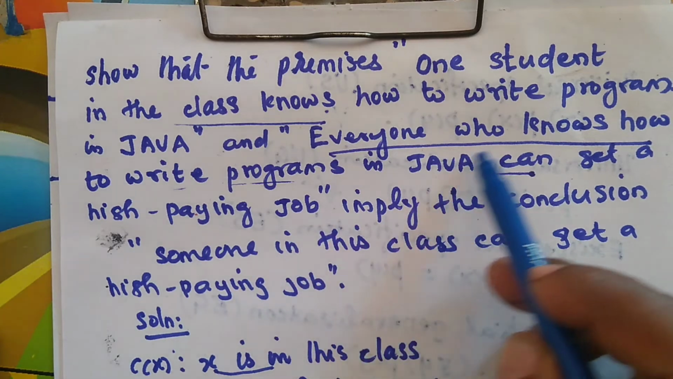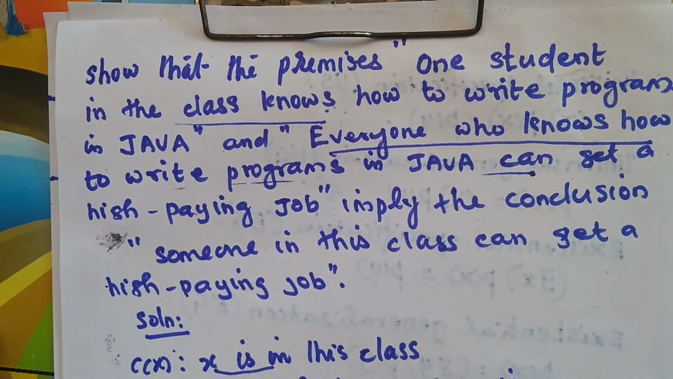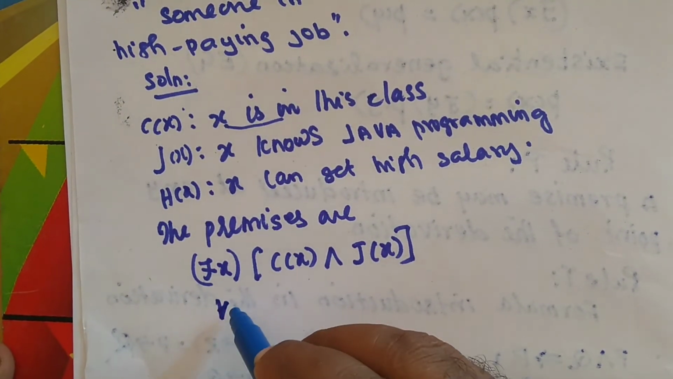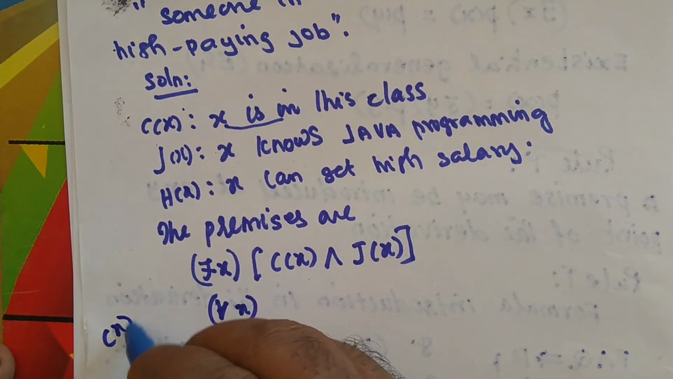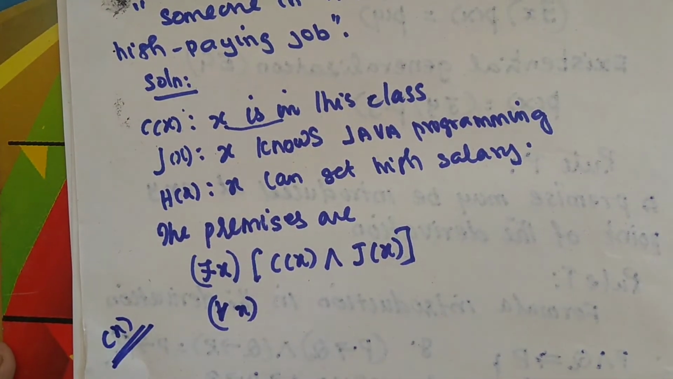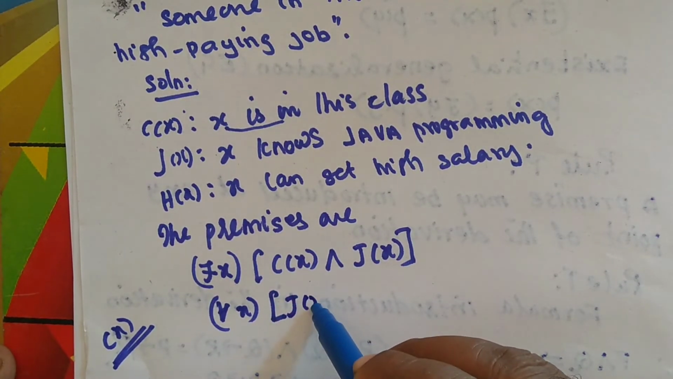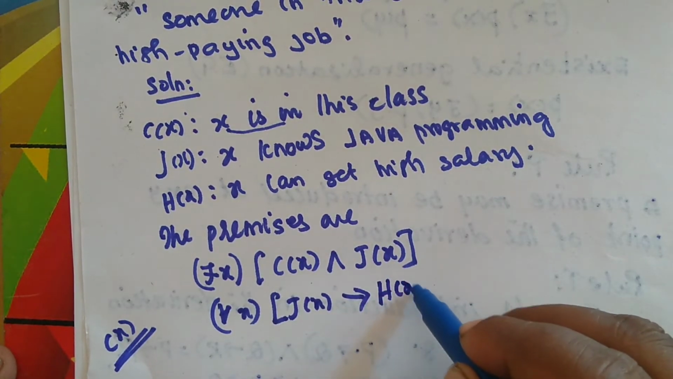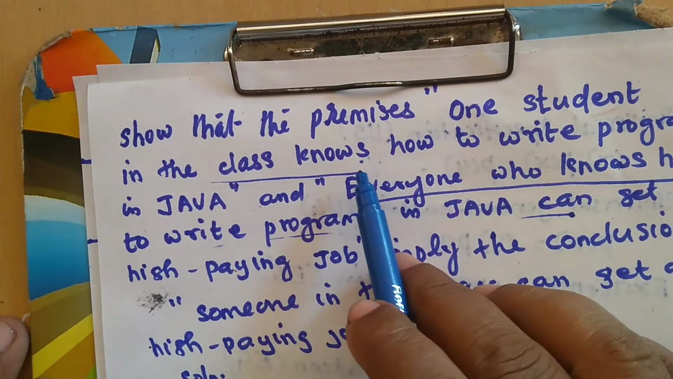That means it is universal. Therefore we use for all. So that is for all X, or we can simply write this also. This is also for all. So for all J of X implies H of X. So this is the first one.